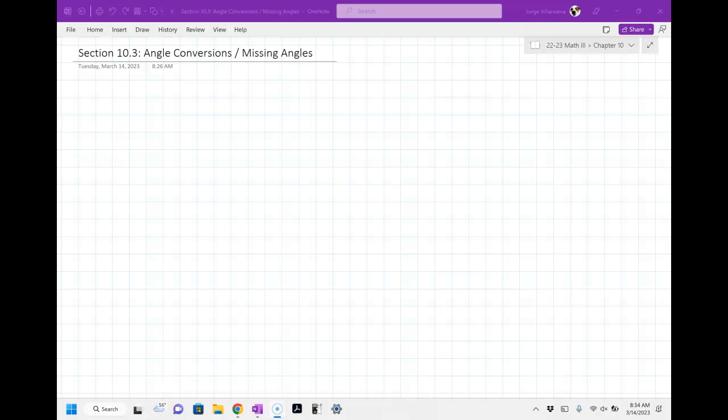All right, so section 10.3, angle conversions and missing angles. Like I said, the missing angles is solving for the missing angle in a triangle. We're still going to use those ratios that we did yesterday, the SOHCAHTOA, right? Sine of theta is equal to opposite over hypotenuse. Cosine of theta is adjacent over hypotenuse. And tangent of theta is opposite over adjacent. Make sure you guys memorize those things, okay?